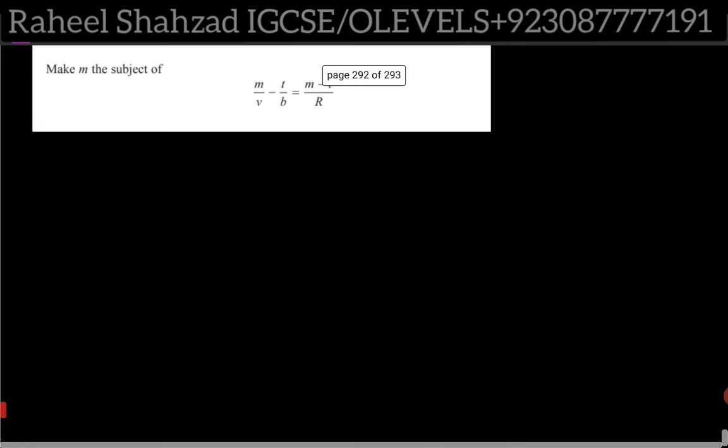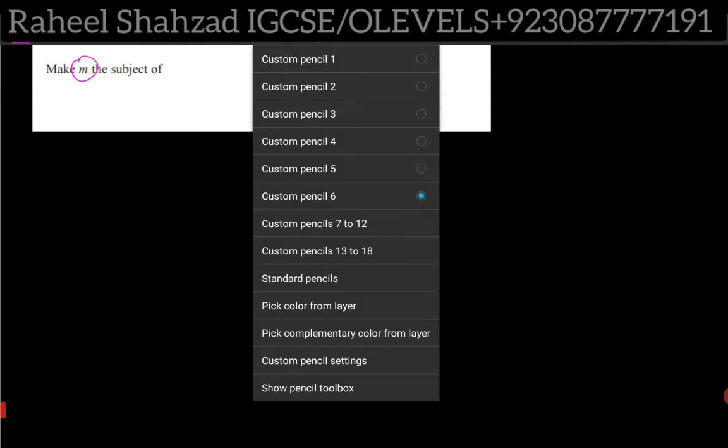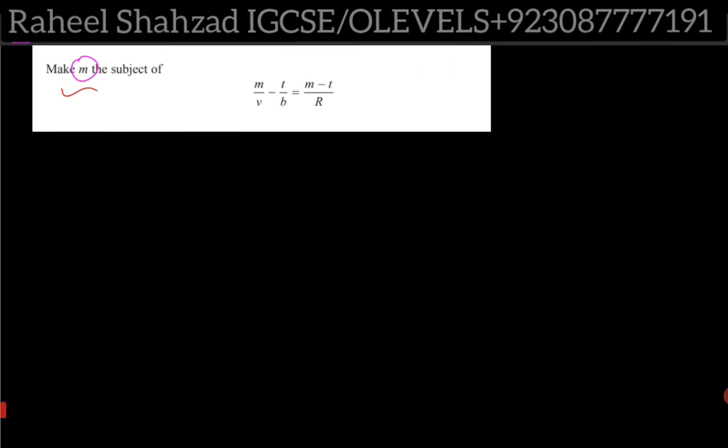Yes, here you go. Again, I would like you people to please stop this video and try to make m the subject, and then start solving it with me. Okay? Now we need to make m the subject of the formula. So on the left hand side it's m divided by v minus t divided by b.